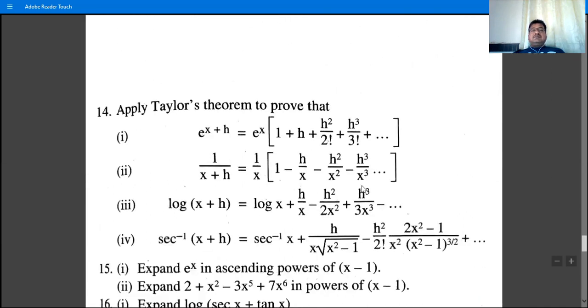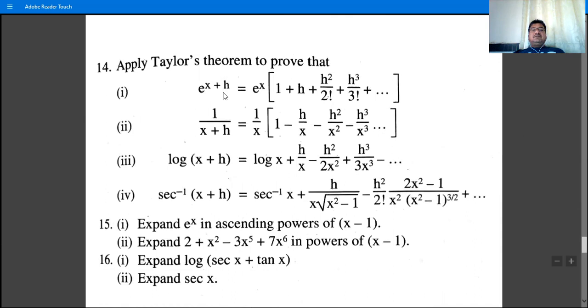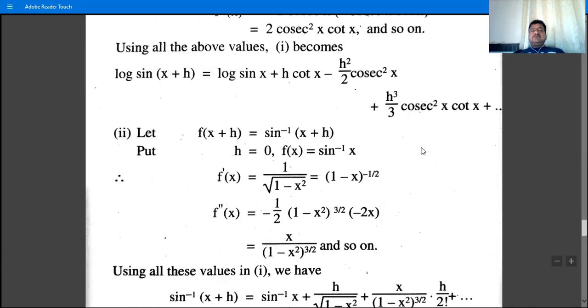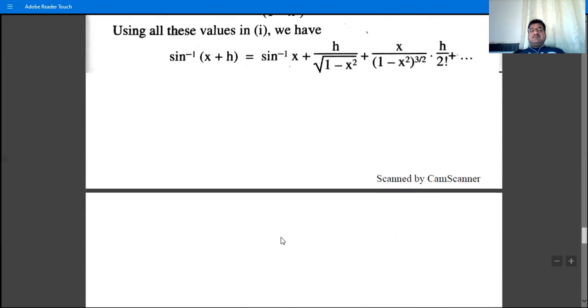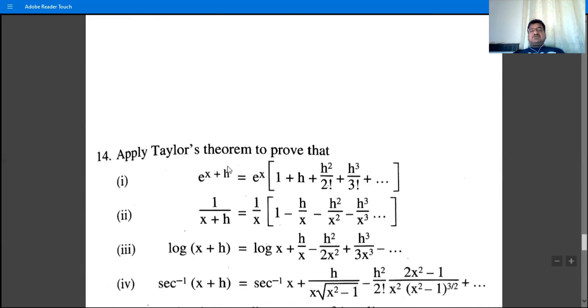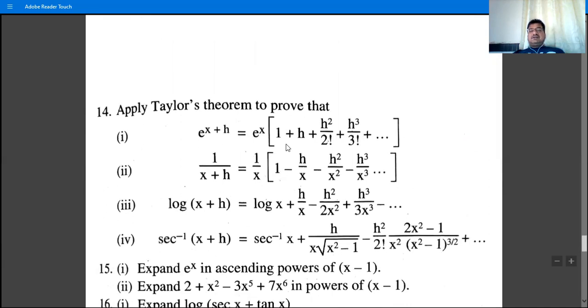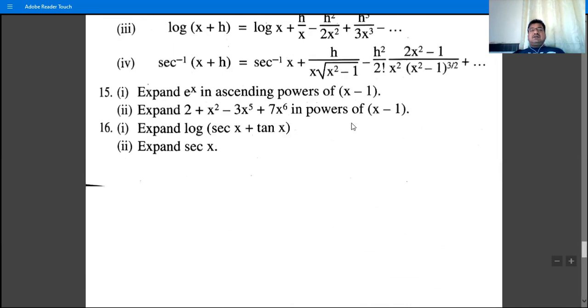So these are some problems for homework. Apply Taylor's theorem to prove the expansion of e raised to x plus h. That is, take f of x plus h as e raised to x plus h, and write Taylor's theorem and solve this example. So all these examples are on Taylor's theorem.